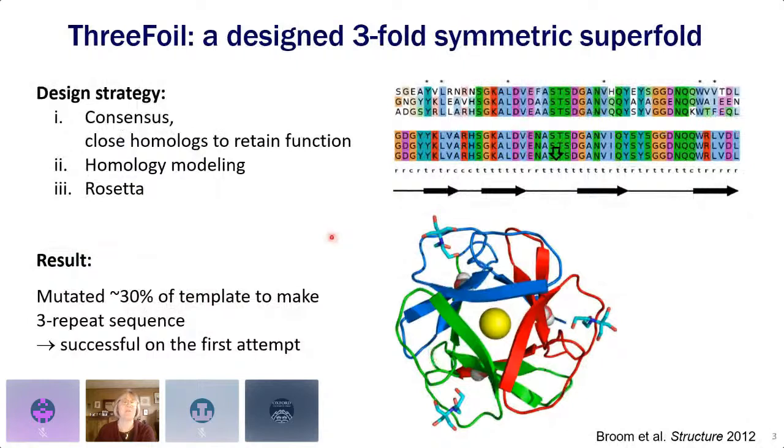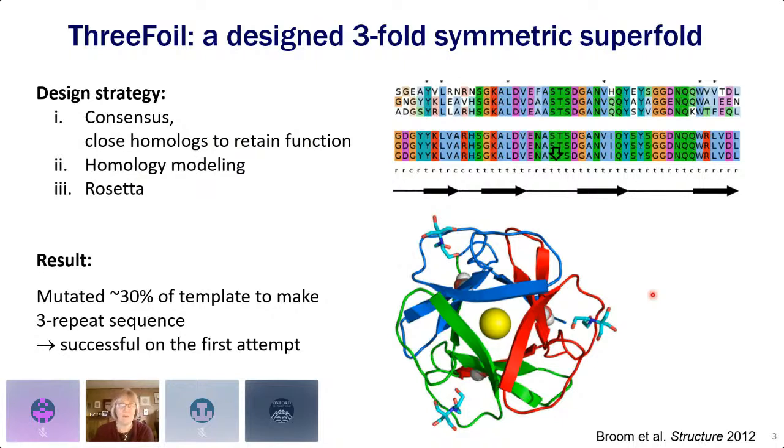Okay, so in terms of trefoil, this was a protein we made a long time ago now, and we were using at that time consensus sequence, internal consensus within the 3 repeats of the protein within the polypeptide chain, also consensus with close homologs so we could retain function. We used homology modeling and Rosetta, and we made this protein that had 3 identical repeats within the chain. And we were delighted that although we changed 30% of the template, we got it on the first attempt. And we got a lovely crystal structure at high resolution, 1.2 angstroms. The protein was functional, and we thought, wow, design is possible.